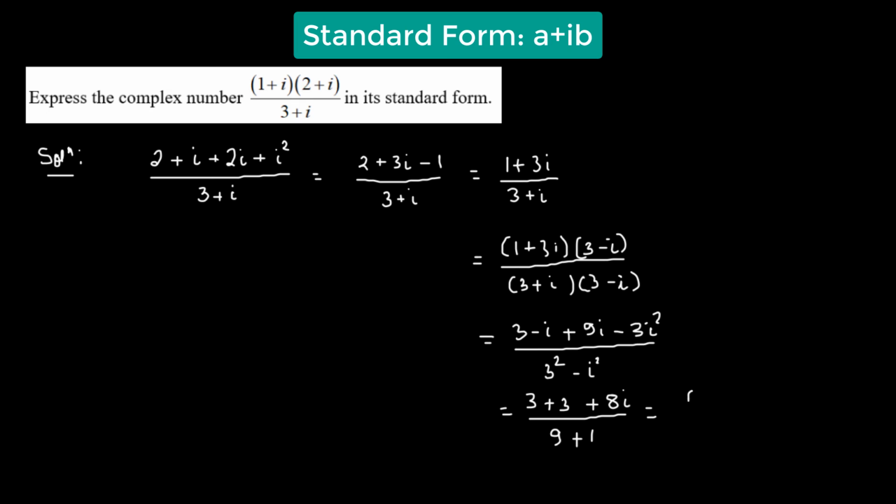So finally we have 6 over 10 plus i times 8 over 10, and we can further simplify it to get 3 over 5 plus i times 4 over 5. So this is the given complex number in its simplified form. Let us do another problem.